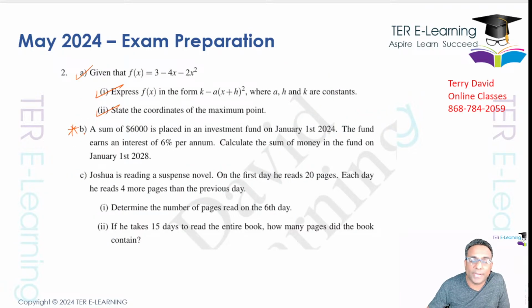The next one here, we have a sum of $6,000. It's placed in a fund. We know that arithmetic and geometric progressions can come in the exam. Let's take a copy of this here.